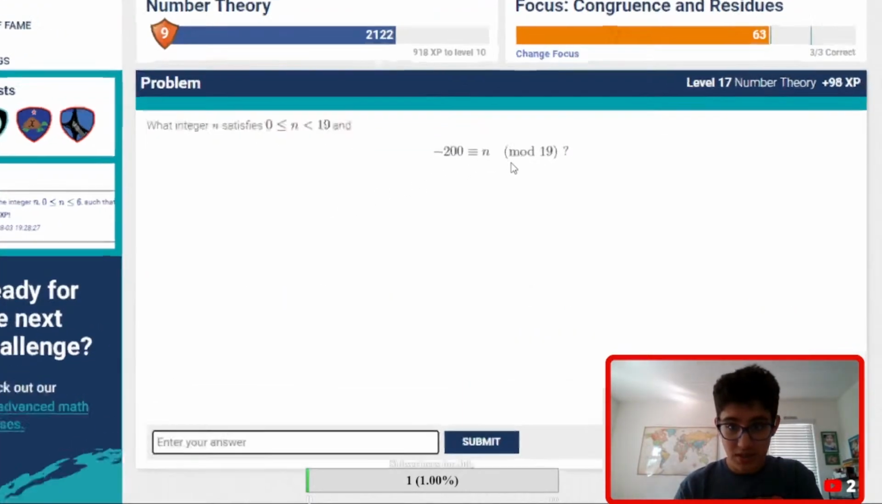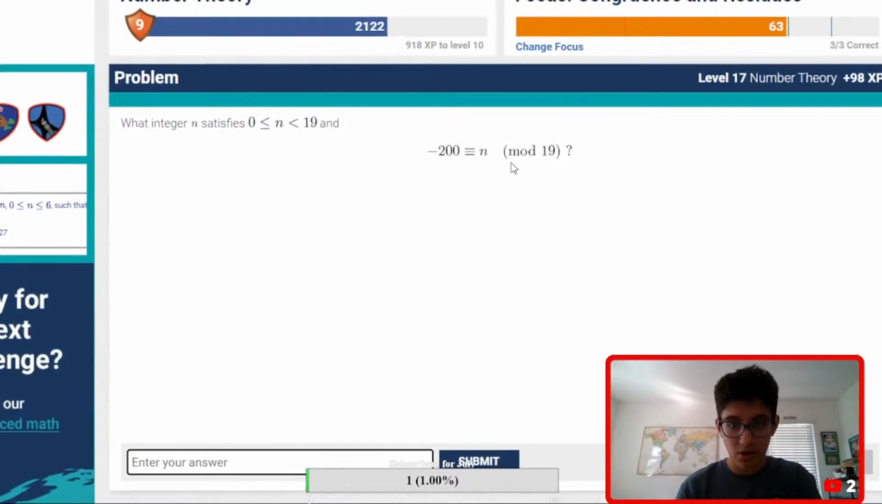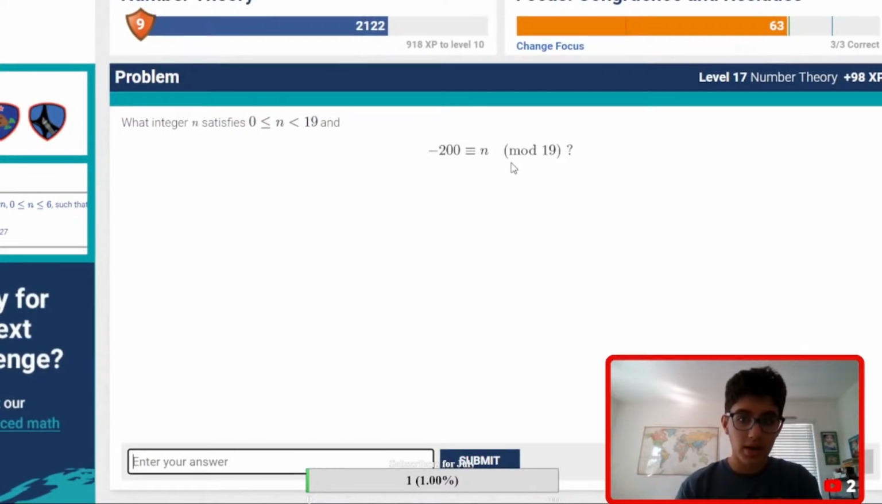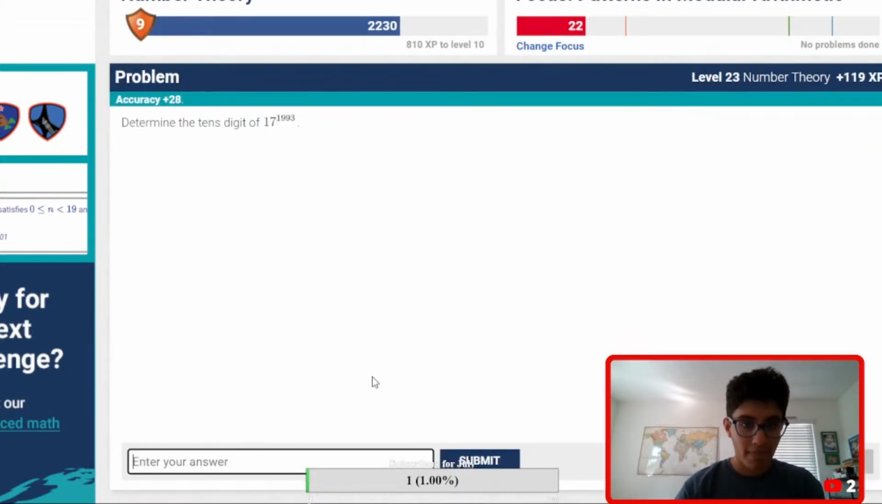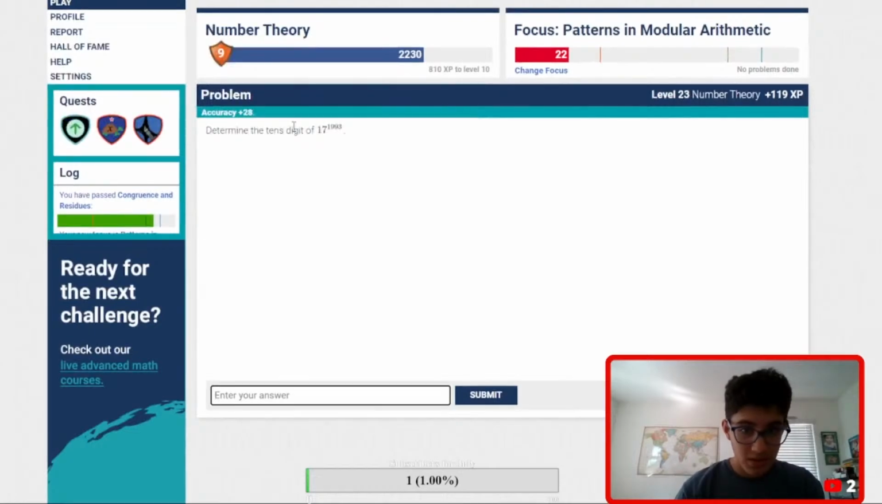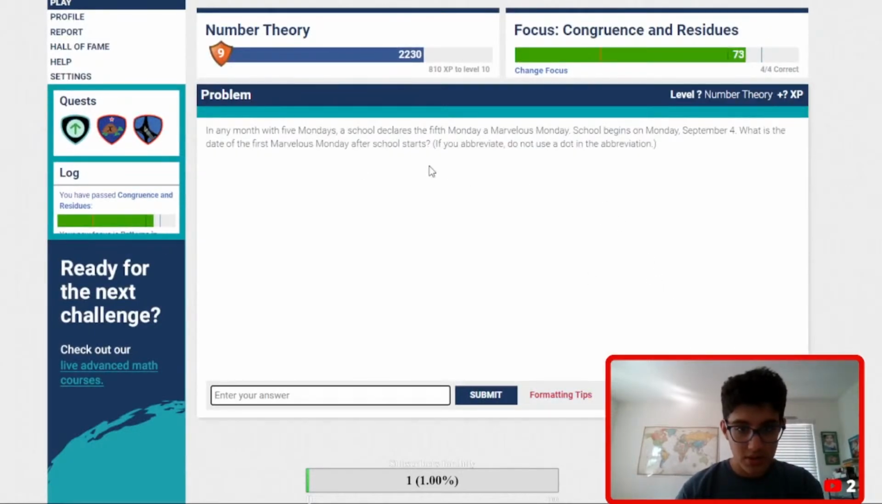Which integer satisfies this? So negative 200 is congruent to n mod 19. So 190. So it should be negative 190 minus 10. So it should be 9, right? Because it's negative 190 minus 10, which is the same as adding 9. 9? Okay, good.